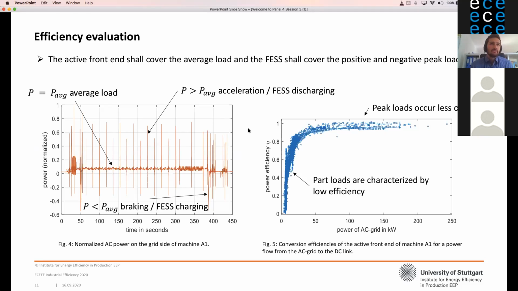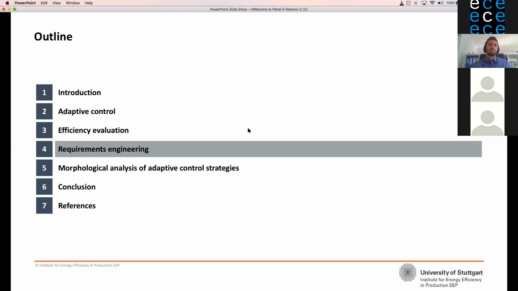Sorry. On the left side, there is a power profile, which we have measured for a tooling machine. So as you can see, there's a lot of movement in the axis of the machine. We have a pretty low average load and dynamic load peaks, accelerating and also braking. So accelerations in this example in the positive half plane, and the negative ones are braking processes. We measured also the power efficiency.